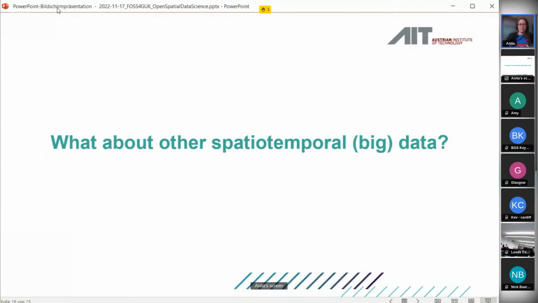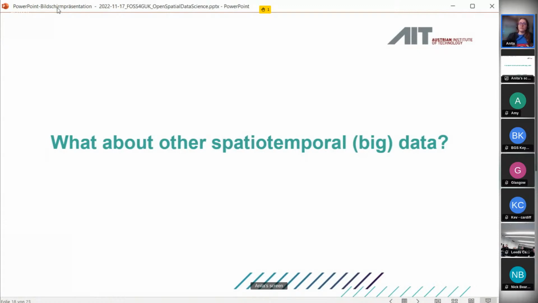There are no privacy concerns. There are no licensing costs that have to be taken care of. You can just offer it to people, make it available. With many other spatiotemporal data sources, that's just not the case. Things get more complicated. You might need to restrict who can access certain data sets.